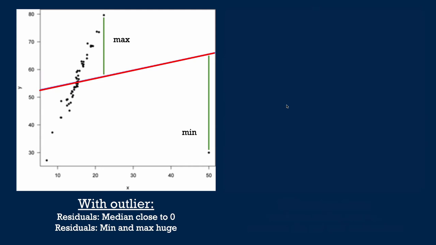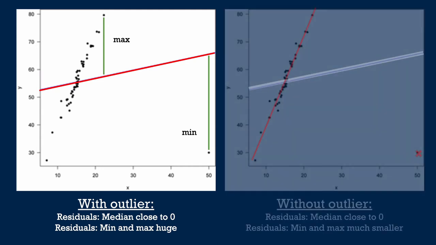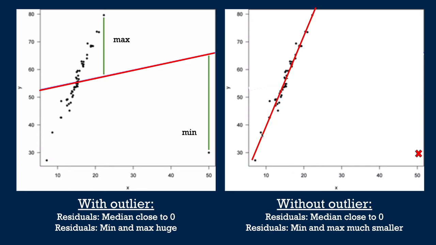However, if we remove the outlier and refit the regression, you can now see that the line follows the data a lot better. And here the median residual would still be close to zero, but the min and max would be much, much smaller, giving us more confidence in our fit. So the residuals in the regression output can actually tell us a decent amount about the fit of the line without even having to view a plot.